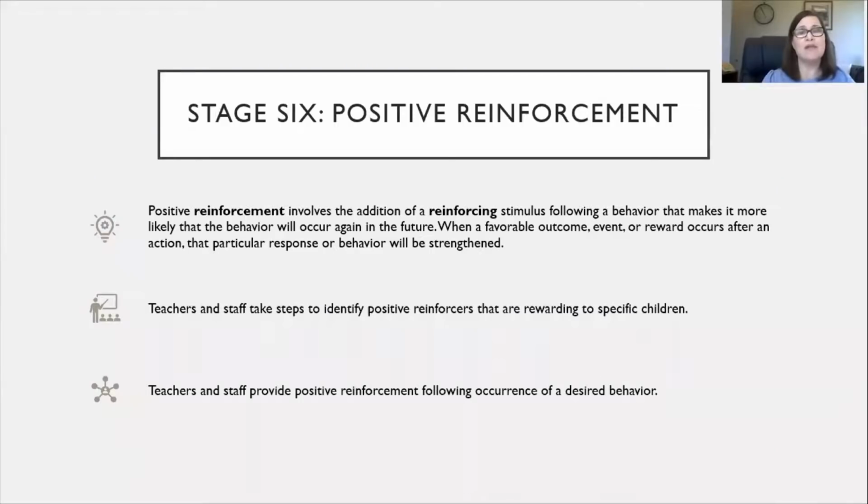Stage 6 involves the use of positive reinforcement. So positive reinforcement involves the addition of a reinforcing stimulus following a behavior that makes it more likely that that behavior will occur again in the future. So when a favorable outcome, event, or reward occurs after an action, that particular response or behavior will be strengthened.